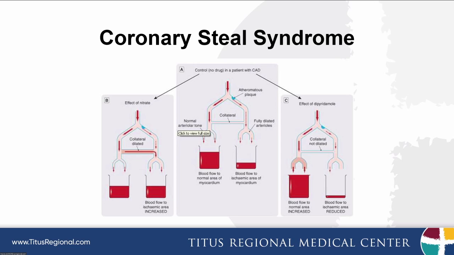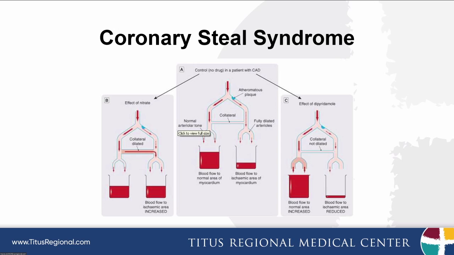Now on the right-hand panel, if you give an agent like Lexiscan that causes arteries to dilate, the normal artery, in this case the left circumflex artery, is going to be able to dilate. The left anterior descending artery is not going to be able to dilate because it's blocked. It has an obstruction. And so now you see there's even a greater disparity of blood flow between those two areas. That's what allows us to see the differences that we see on a nuclear stress test when we use a vasodilator like Lexiscan.